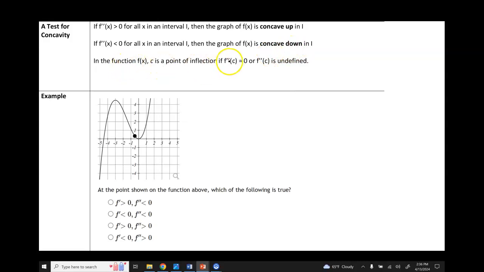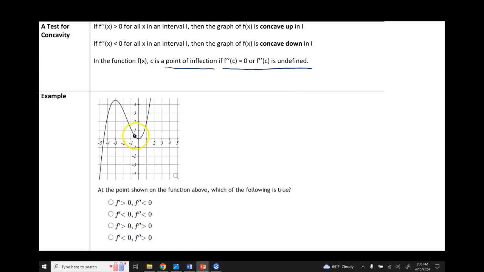And when the second derivative is equal to 0, or when the second derivative is undefined, that is going to be the point of inflection when this happens. Okay, so second derivative is greater than 0, concave up, less than 0, concave down, equals 0 or undefined, inflection point. So this example says at the point shown on the graph, which of the following is true?